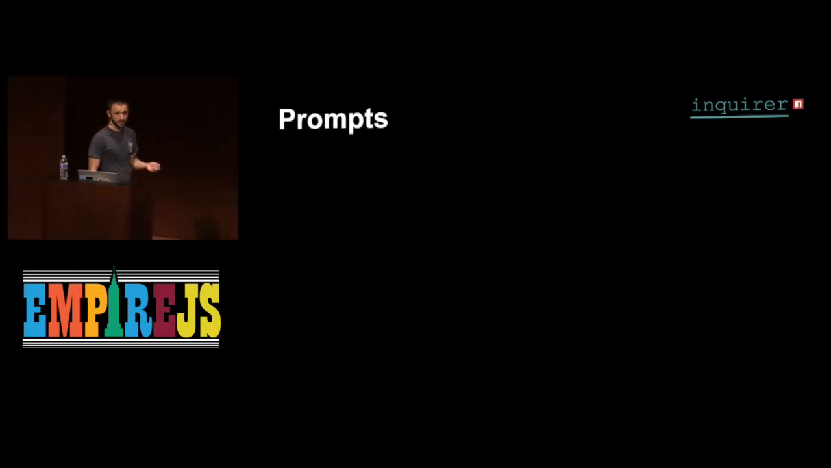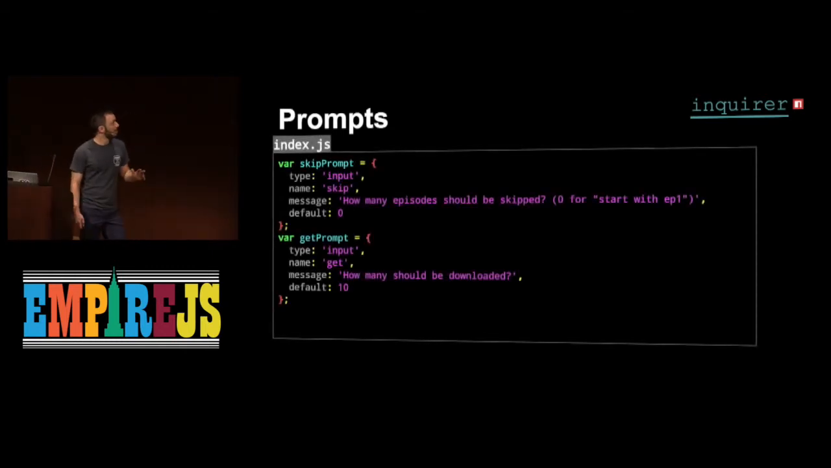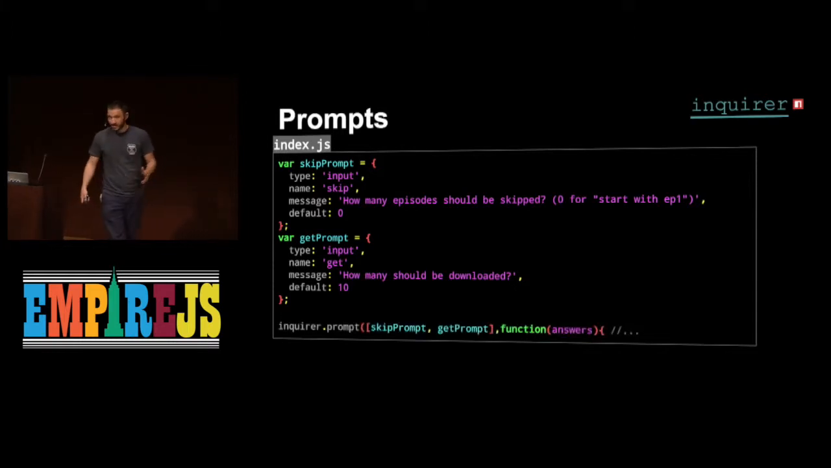Inquirer is a node library for the shell that allows you to prompt the user in various different ways using checkboxes, radio buttons, all kinds of neat inputs. We're just going to look at the prompt. Now, prompt objects have a type, a name, a message, and a default value. So we take all of these and we feed them as an array to inquirer.prompt, and it will prompt the user with each of these, and when it gets all the answers back, it'll call its callback function with those answers.